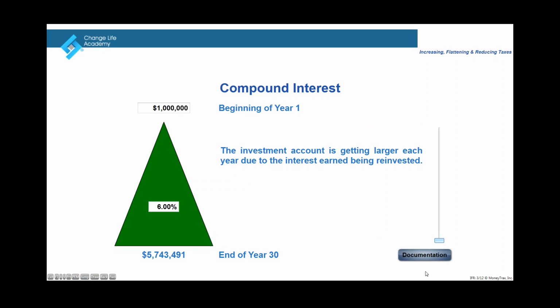But once again, just for simplicity, let's just look at $1 million that could grow to $5.7 million, best case scenario with no fees, no losses, and no taxes. So that's your best case scenario right there at $5.7 million over 30 years.